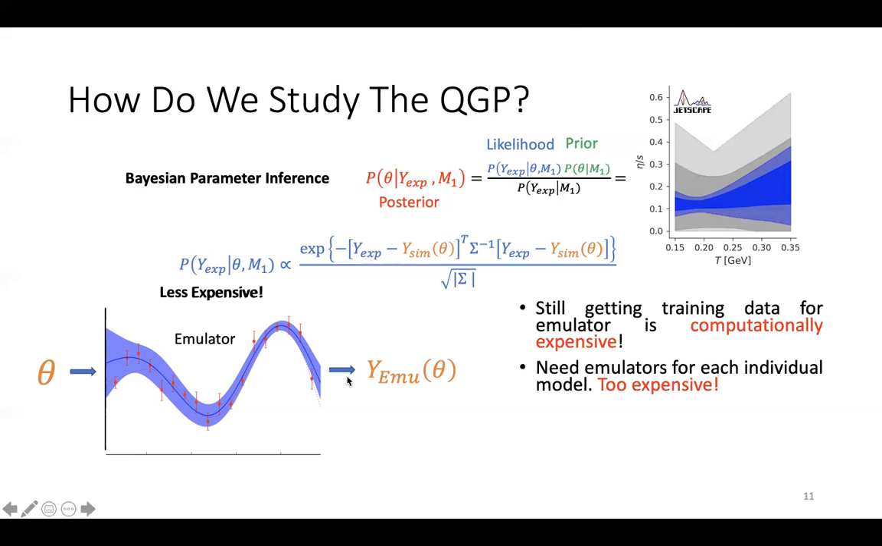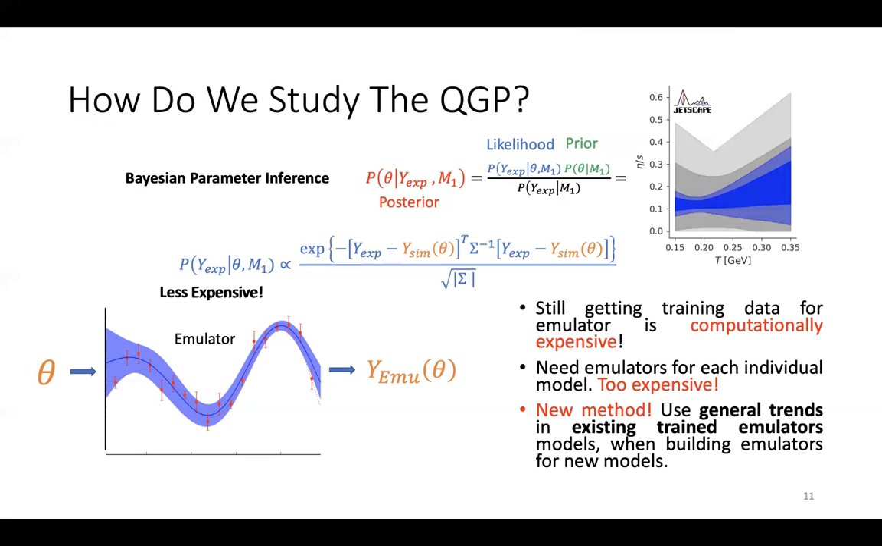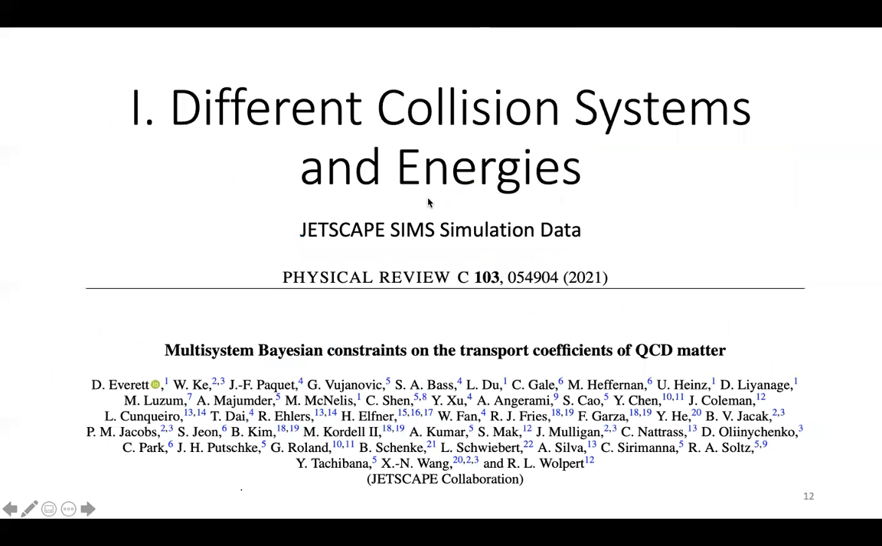As I mentioned in the previous slide, if we want to consider all these multiple models that exist for relativistic heavy ion collisions, we need to build emulators for each of these different models, and it again becomes too computationally expensive. That is why we think this new method that we propose will be very useful. In this new method, the transfer learning techniques use general trends in existing trained emulator models when building emulators for new models.